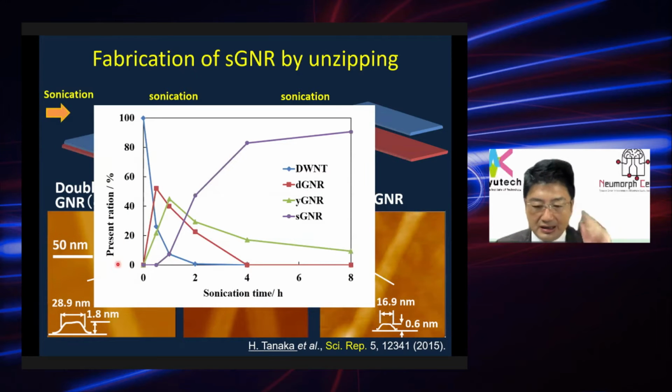And we plotted the proportion of each: double wall carbon nanotube, double layer graphene nanoribbon, Y-shaped graphene nanoribbon, and single layer graphene nanoribbon, against the sonication time. At first, double wall carbon nanotube was 100%, and of course it decreases. And the final product, single layer graphene nanoribbon, increases. And after 8 hours of sonication, we could get almost 90% graphene nanoribbon.